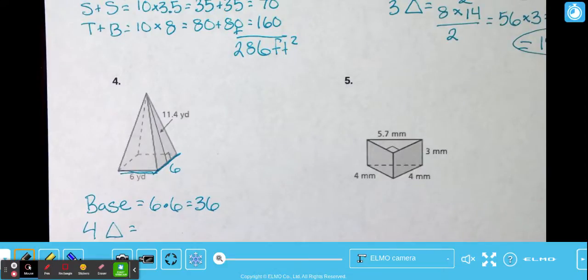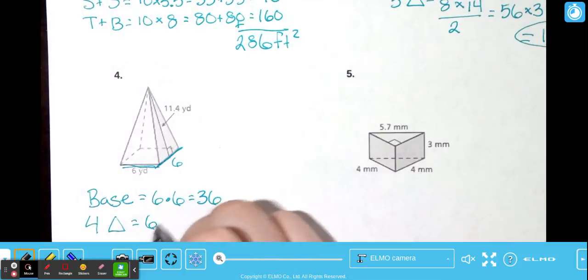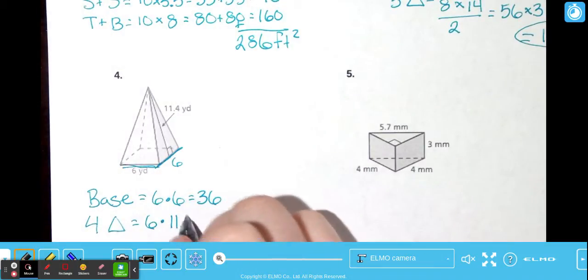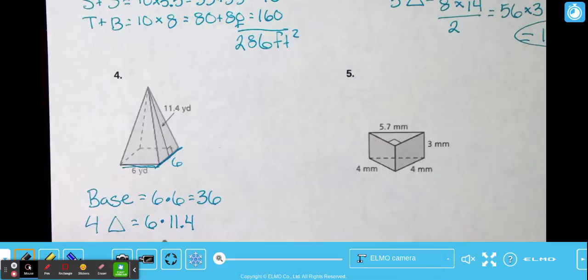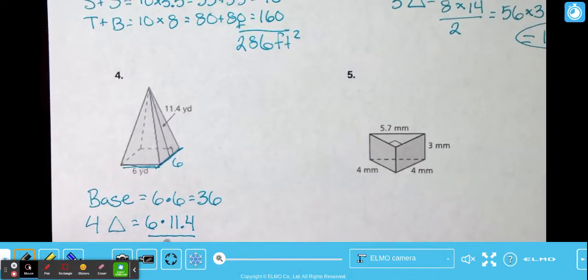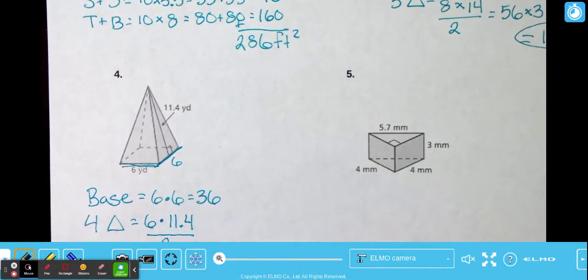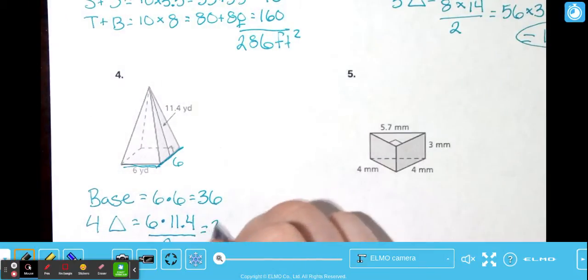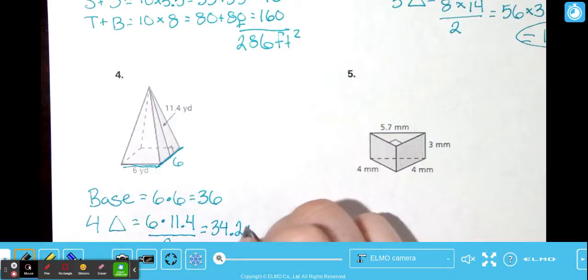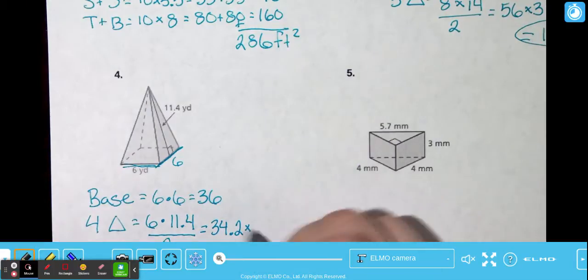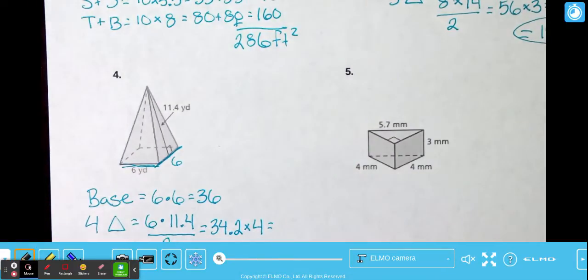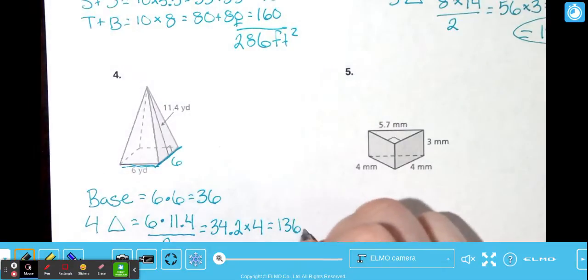Okay, our 4 triangles. What's the base of the triangle? 6. What's the height of the triangle? 11.4. Okay, and then because it's a triangle, what do we do? Multiply. Oh, no, you divide it by 2. Yeah. Okay, so 34.2. And then we multiply that by how many sides? 4. 136.8. Am I done?